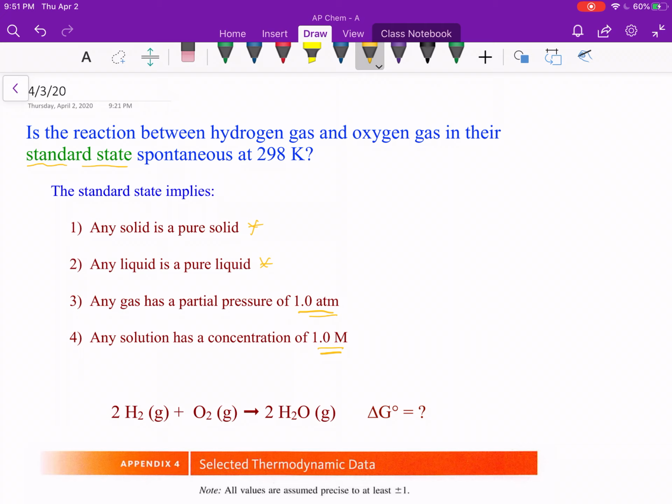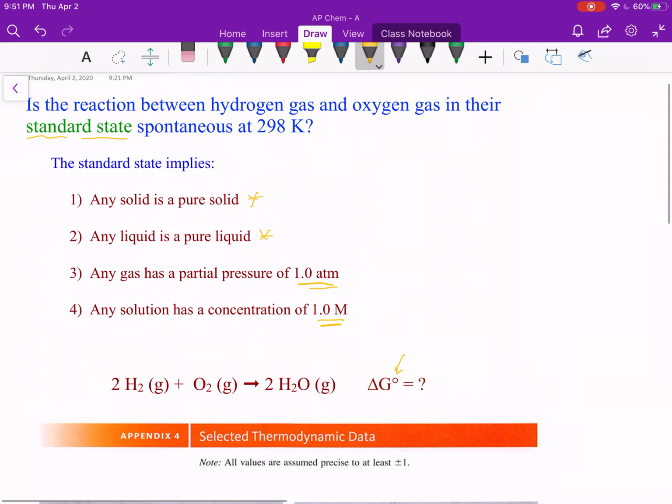So when we talk about things in their standard state, what you'll start to see is this little naught sign. So we have delta G naught or delta H naught or delta S naught, that little 0 degree sign at the end. You see that that's telling us that the reaction is occurring when the substances are in their standard state.